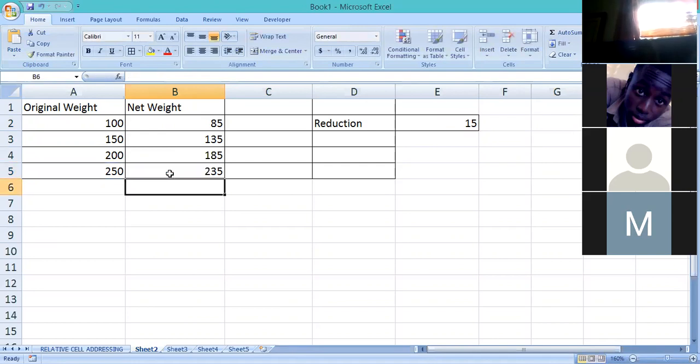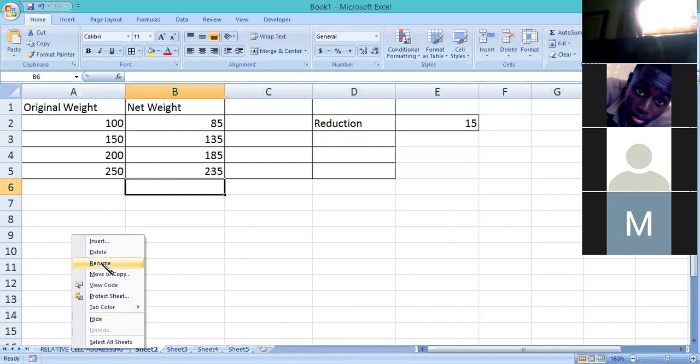So relative cell addressing is when it doesn't matter if the cell changes because you really want it to change, like what we did earlier. But when you have a particular cell that you don't want the value of to change, you want it to remain constant, constant meaning it stays the same throughout the entire spreadsheet, you put $ signs around it. And this is called absolute cell addressing.